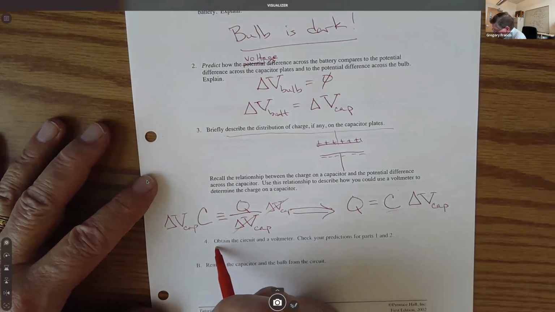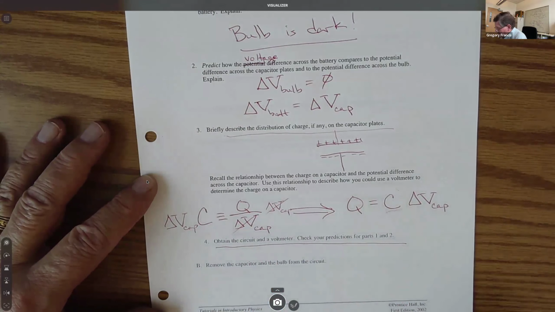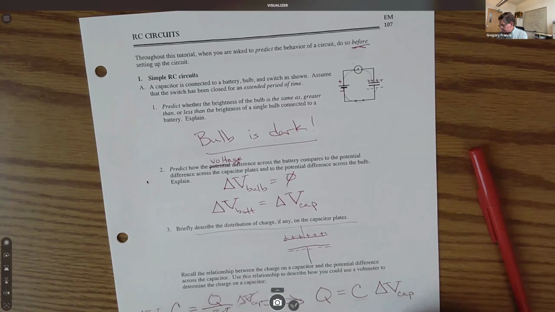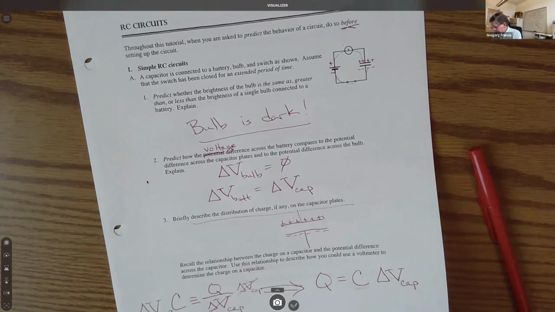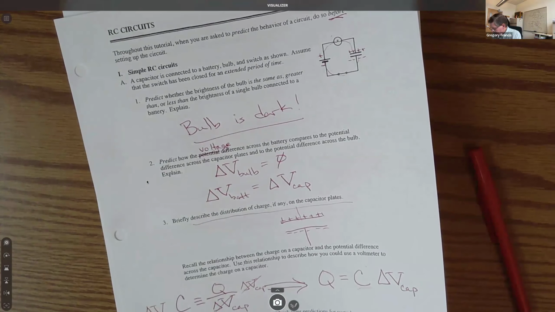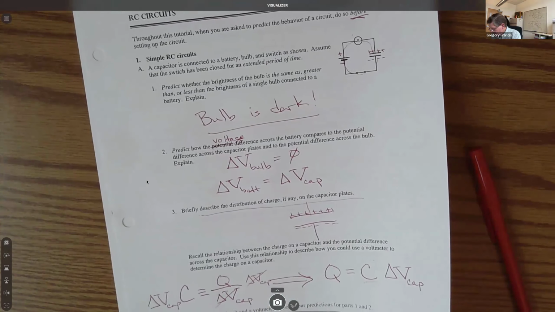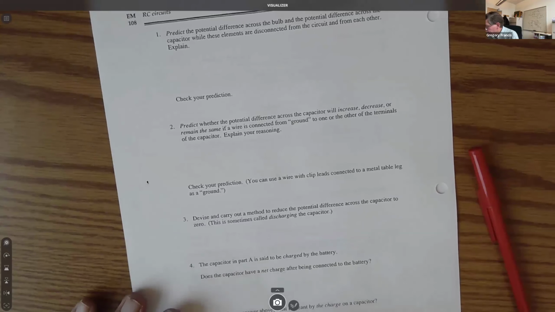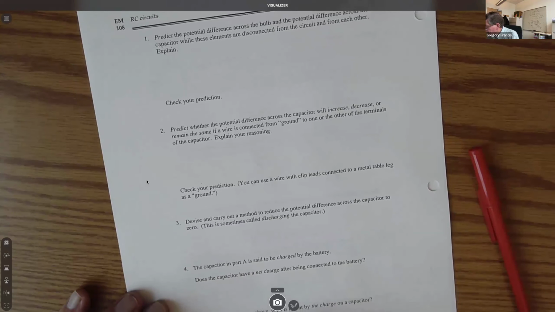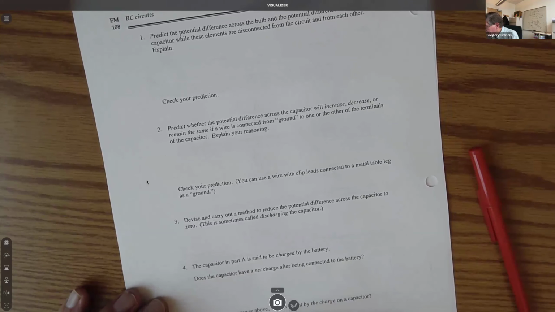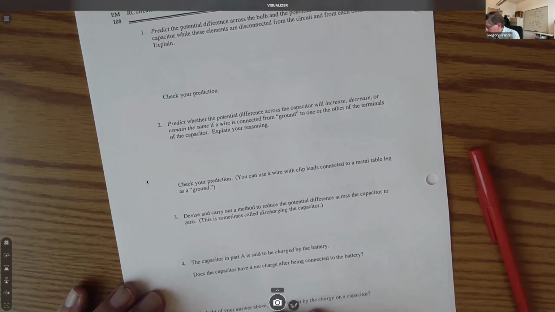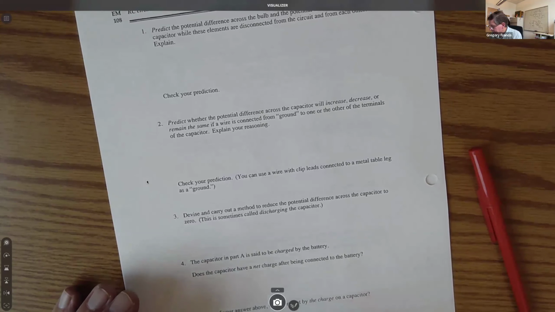Now, we would like to check our predictions here. I'm going to switch cameras, and I don't want to switch back and forth. Once we check our predictions, we're going to remove the capacitor and the bulb from the circuit, and then we're going to predict the voltage difference across the bulb and across the capacitor while these elements are disconnected from the circuit and from each other. And then we'll check that prediction.